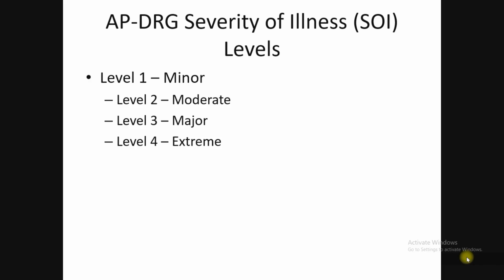If you want to know APR-DRG, you need to understand two concepts. First one is SOI, next one is ROM. First we will learn SOI. SOI means severity of illness. In SOI we have four levels: level 1 minor, level 2 moderate, level 3 major, and level 4 extreme.